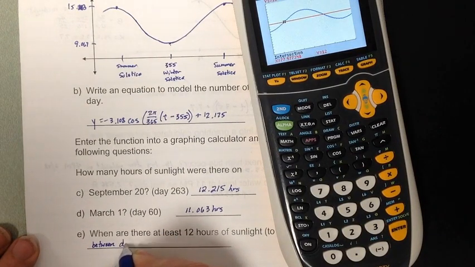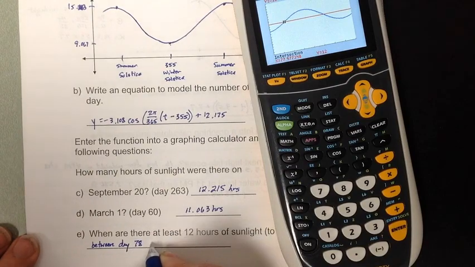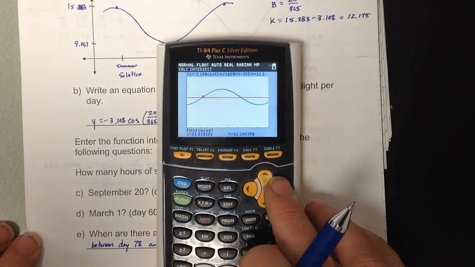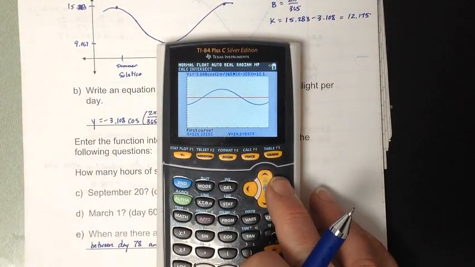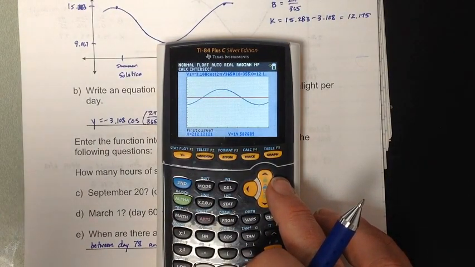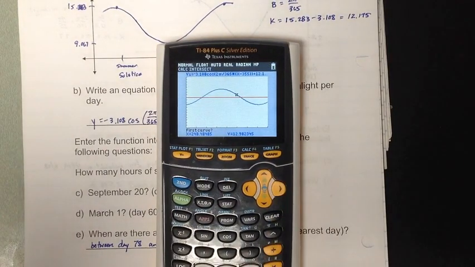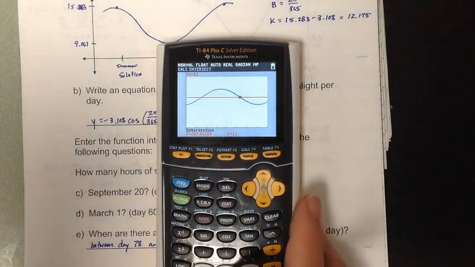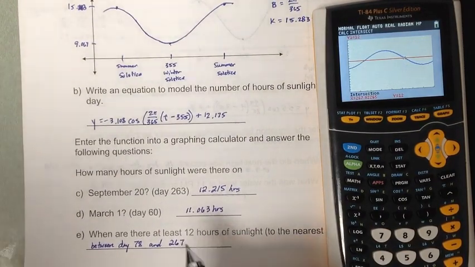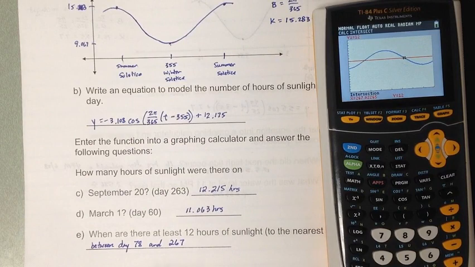So between day 78 and, second trace 5, I'm going to move my cursor closer to the one on the right. That's pretty close. And I press enter, enter, enter, and I get 267. Between days 78 and 267 should be it. Okay?